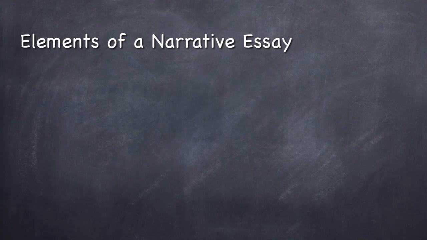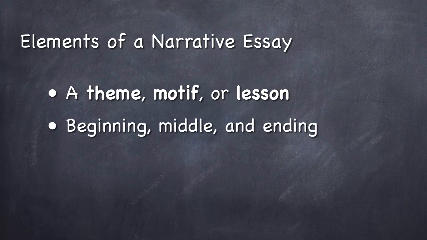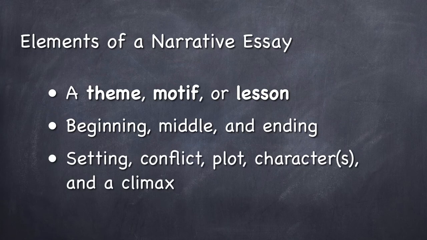Here are elements of a narrative essay. A narrative essay must have a theme, a motif, or a lesson in it. It must have a beginning, a middle, and an ending because it is based on a story. And it must have setting, conflict, plot, characters, at least one character, and a climax. As you can see, these are elements of a story, of any story. If you think of a Hollywood movie or a novel, you will find these elements in it.